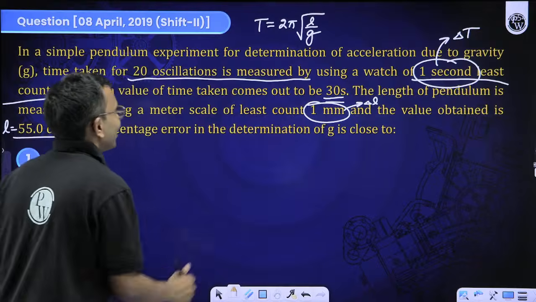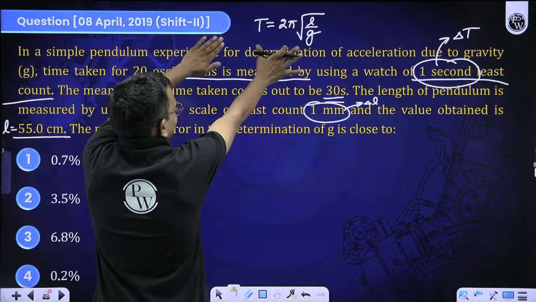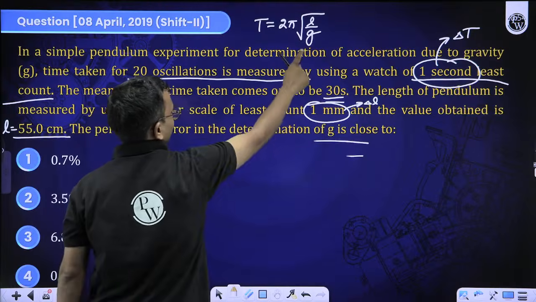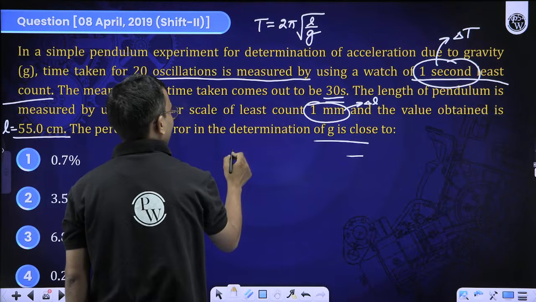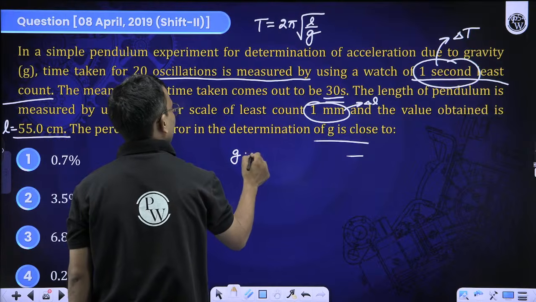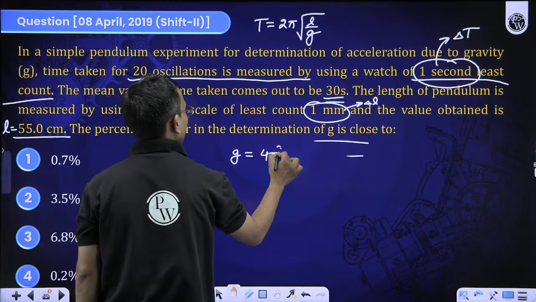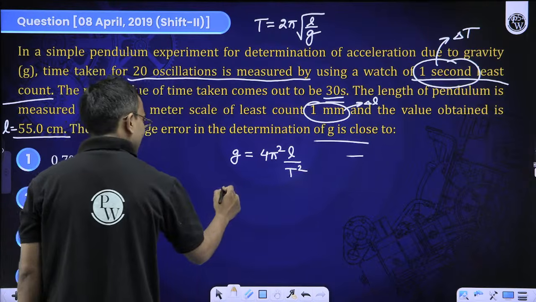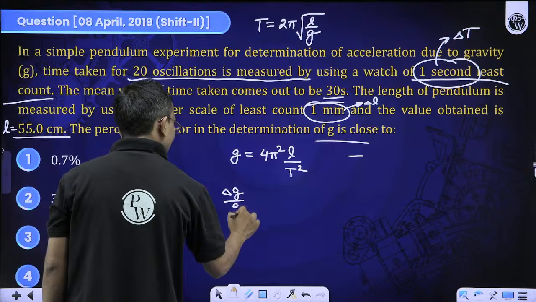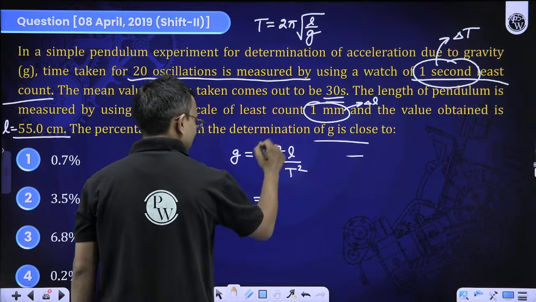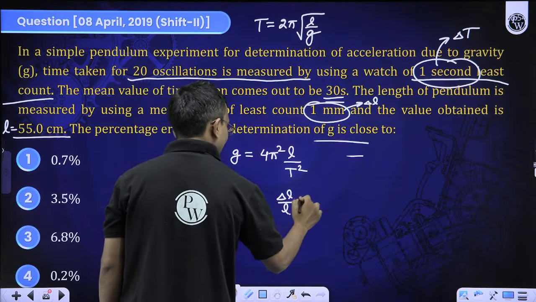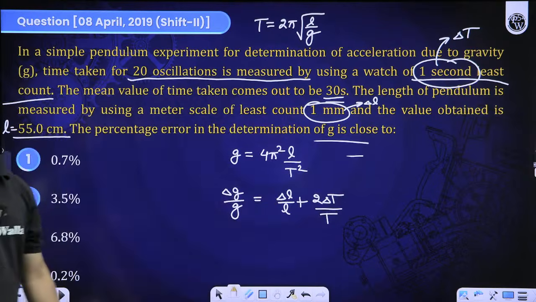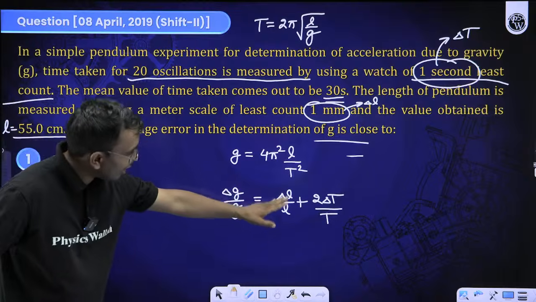Just mention. Now, I have to find the percentage error in g using this formula. If I write the g relation, g will be equal to 4 pi square L by T square. So I will say delta g by g is equal to, 4 pi square being a constant, delta L by L plus 2 delta T by T. This relation I got.